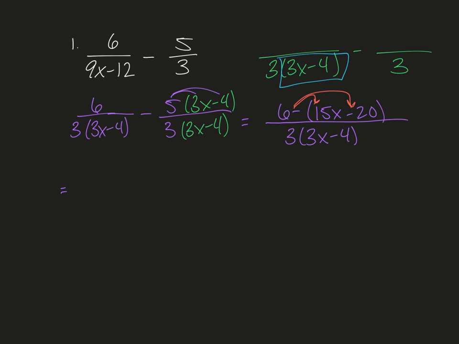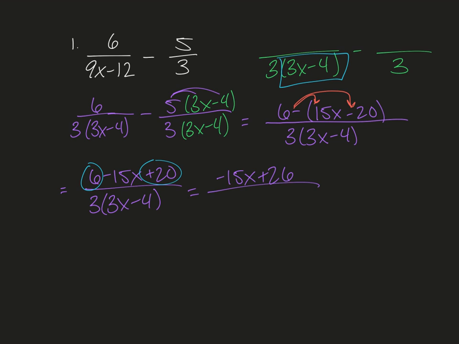So when I distribute that, on the top I have a 6 minus 15x, and minus a negative 20 is going to be plus 20. On the bottom it stays 3 times the quantity 3x minus 4. I can combine some like terms. I have a 6 and a positive 20, and then that 15x is by itself. So a negative 15x, and 6 and 20 is 26. Again, the bottom stays a 3 multiplied by 3x minus 4.